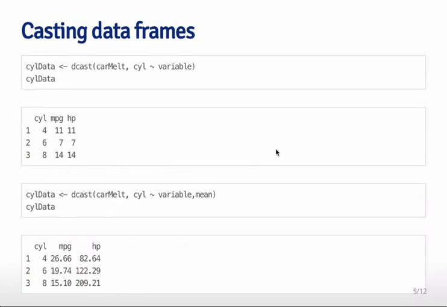So once we've melted the data set, we can recast it in a bunch of different ways. We can basically reformat the data set into different sorts of shapes. To do that, we're going to use the dcast function. The dcast function will recast the data set into a particular shape, into a particular data frame. So here, we're going to pass it the melted data set, the car melted data set. And suppose, for example, that we wanted to see the cylinders, and we wanted to see that broken down by the different variables.